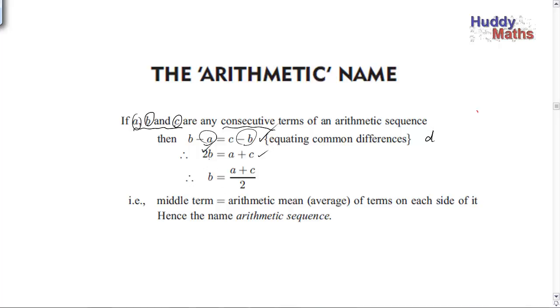So therefore B, dividing both sides by 2, is a half of A plus C. And this is called the mean, isn't it? The arithmetic mean. There is a geometric mean, we'll have a look at that later. But this is called the arithmetic mean, or the average of terms. So that's where you get the arithmetic sequence.